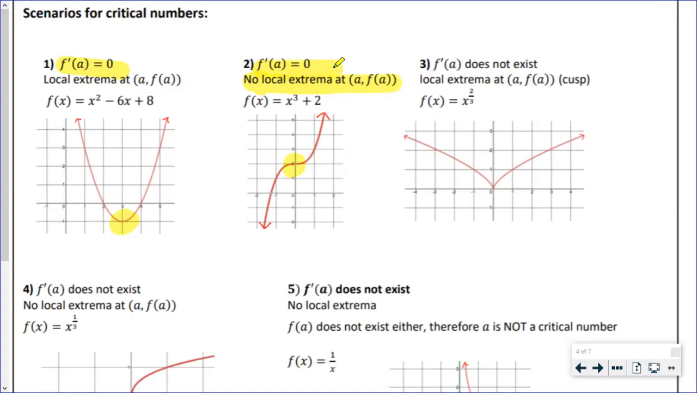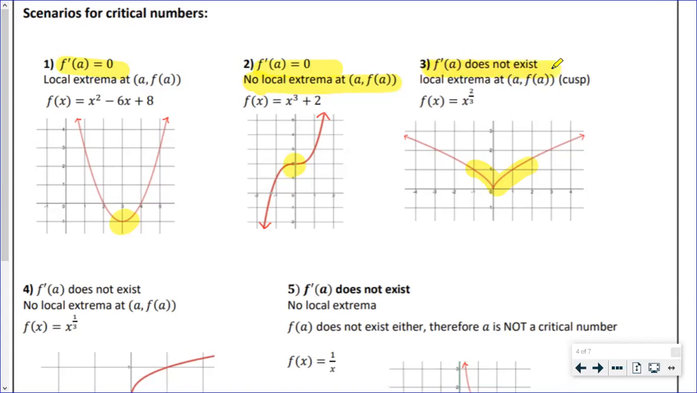Now, at a cusp, we have a local minimum point. So that will still result in the graph of the derivative function switching from below the x-axis to above the x-axis. We included that example in the study notes yesterday.